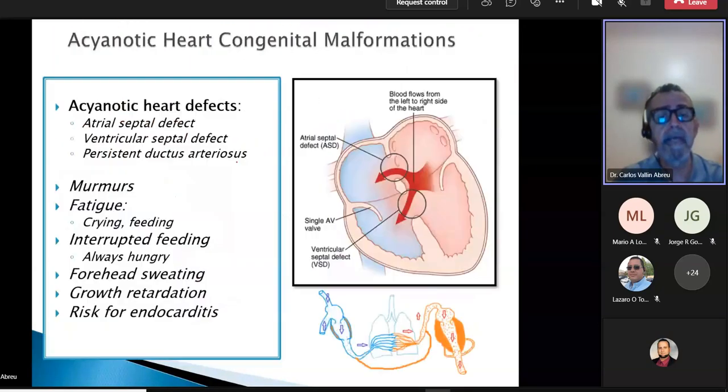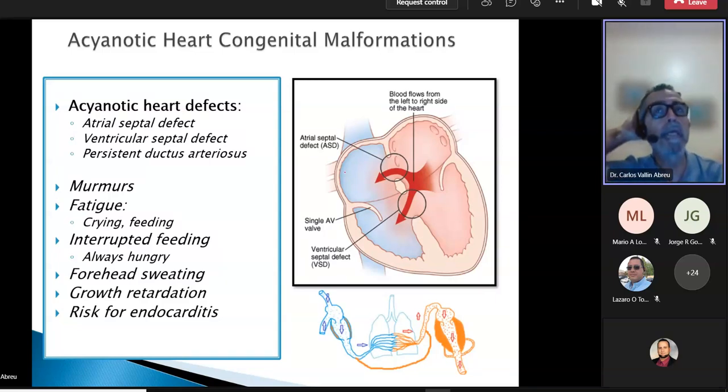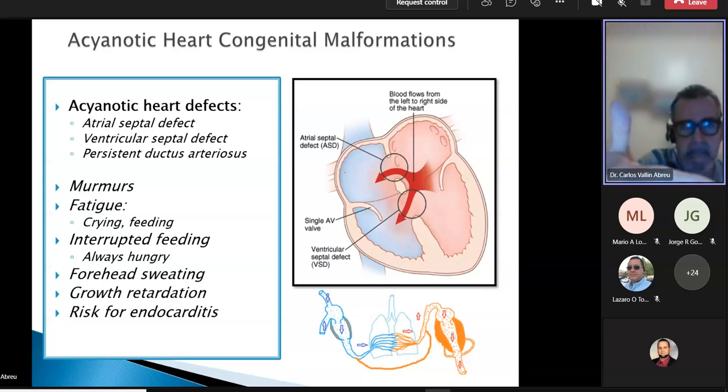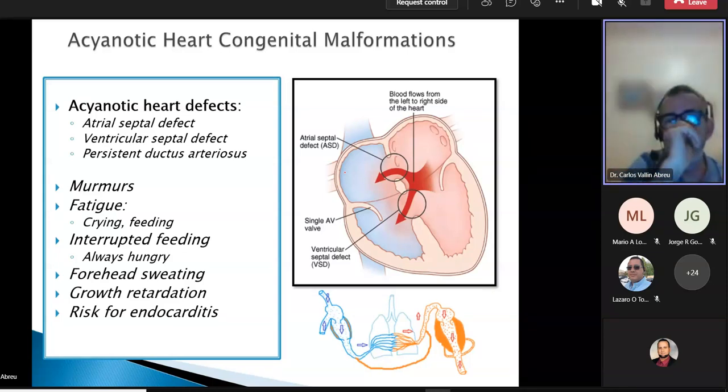But it's interesting that this shunt from left to right does not produce cyanosis. There is no blue blood going to the left heart and pumped to the lips. So there is not cyanosis. But how is the nurse going to suspect that a child born with this malformation, not identified at the moment of birth, is having a problem in the heart?